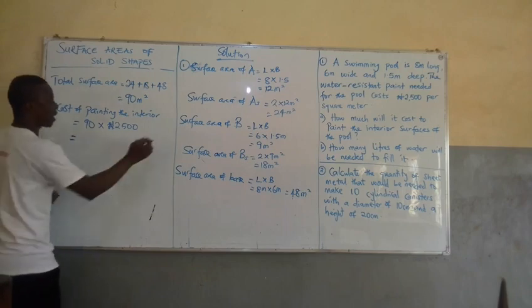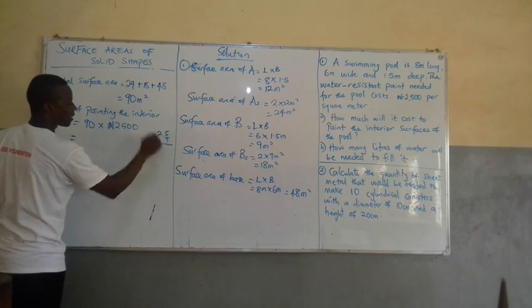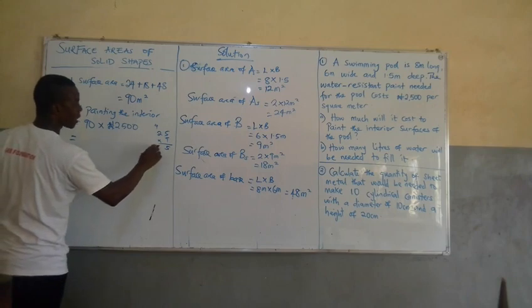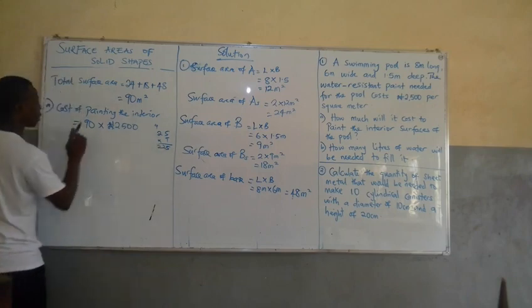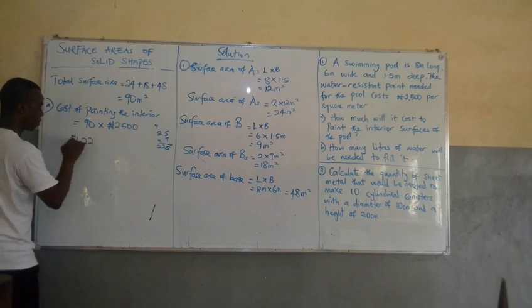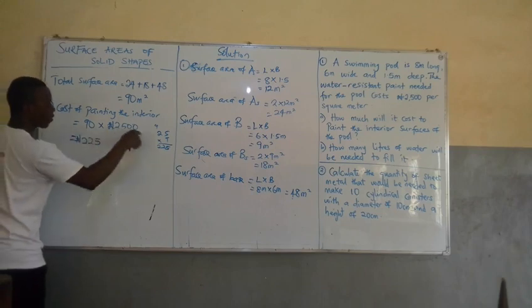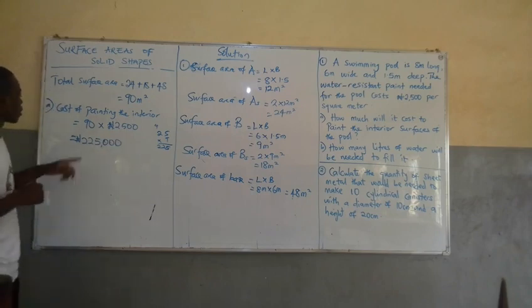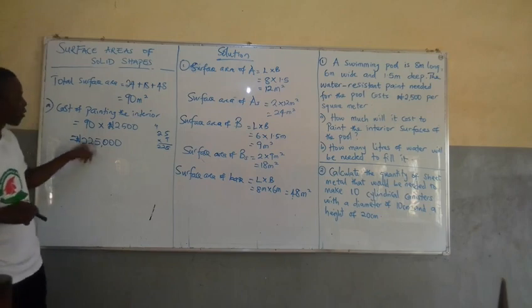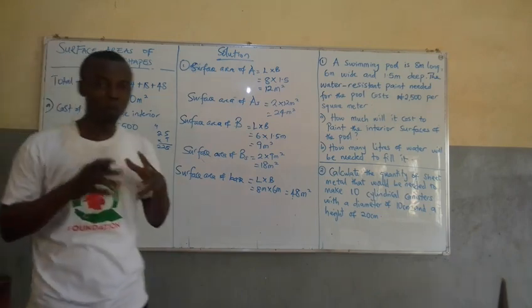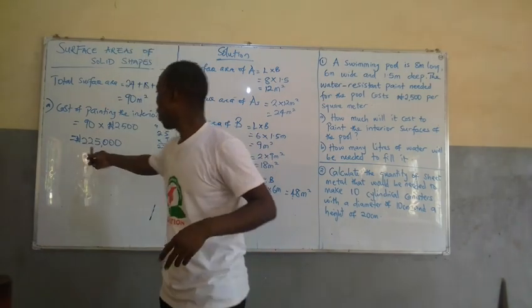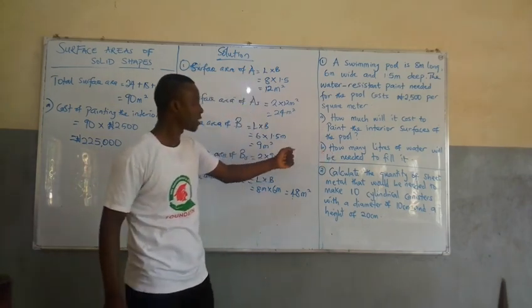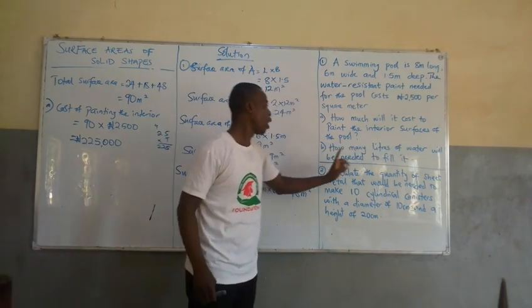Then when we have 90, how much will that be? So multiplying this, we have 25 times 9, and 9 times 5, that's 45. 5 for the 4 here, 9 times 2, 18. 18 plus 4, that gives me 22, right? Good. So I have 225, and I have 3 zeros here, so that gives me a total of 225,000 naira. So to paint the swimming pool will cost 225,000 naira.